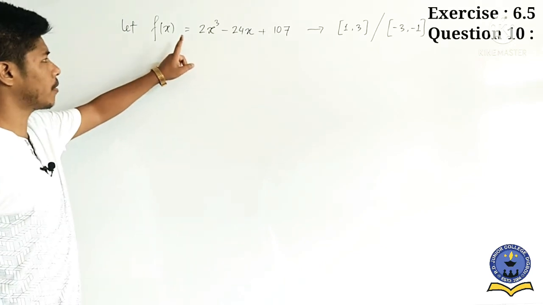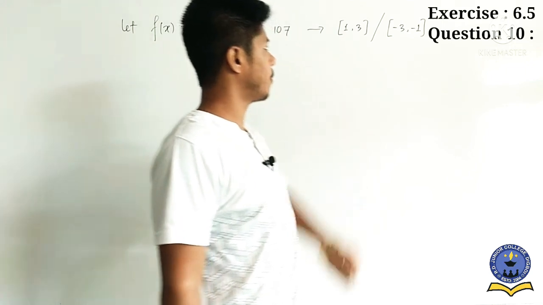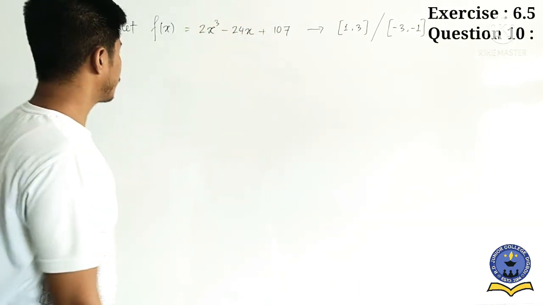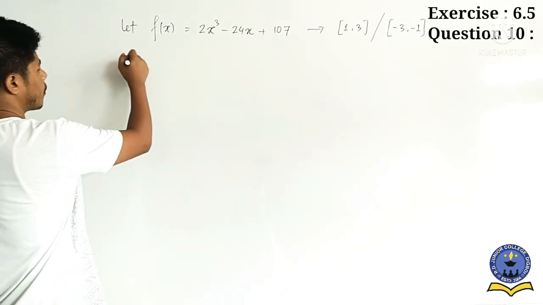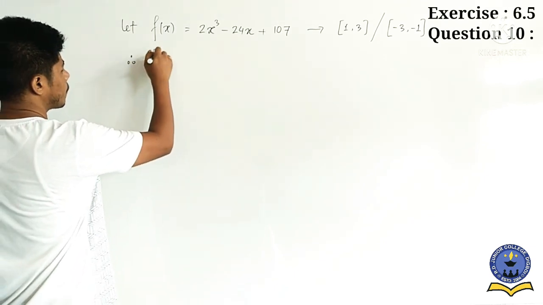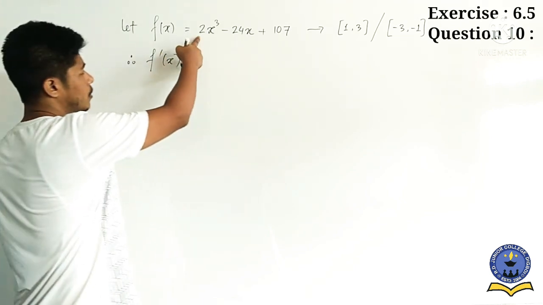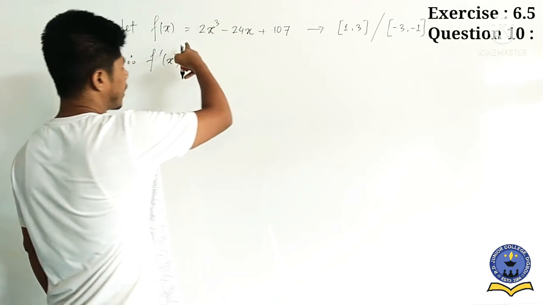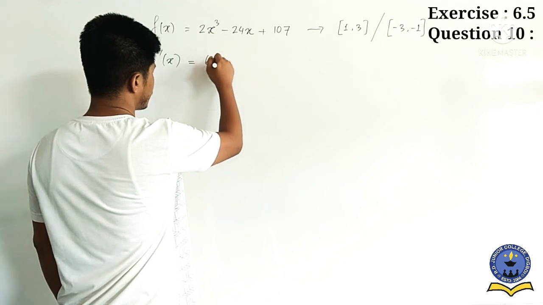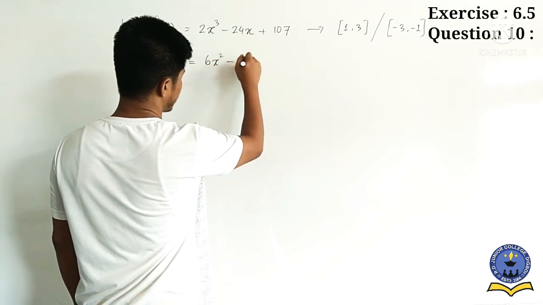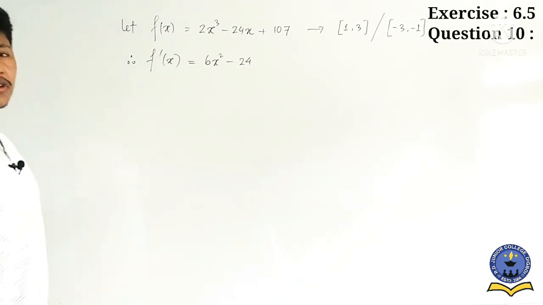We have to find the maximum value for this function in the intervals [1, 3] and [-3, -1]. Let's see how we can do this. The procedure is the same. First of all, we differentiate. f dash of x equals 2 constant term, and differentiating x cube gives 3x square. So we get 6x square minus 24, the constant term times d/dx of x, which is 1. So 6x square minus 24 we get.